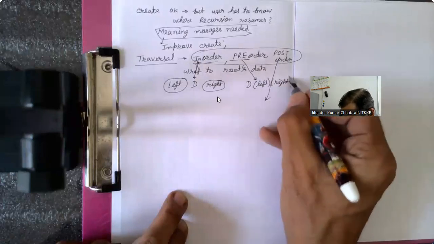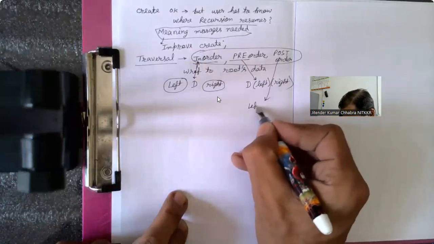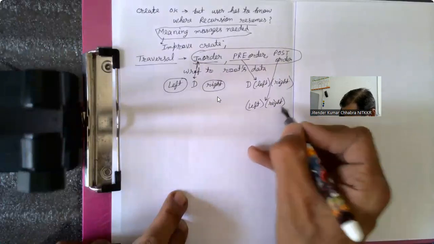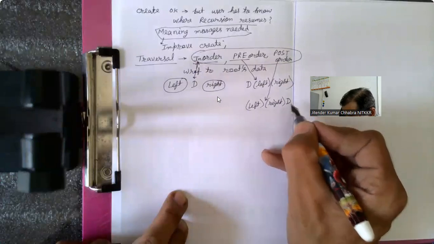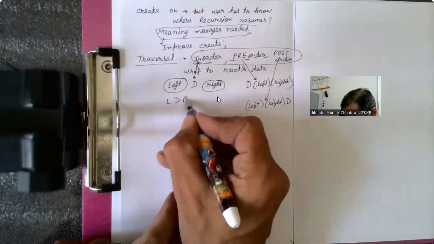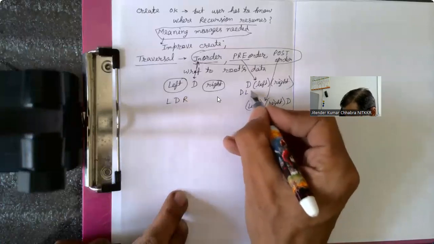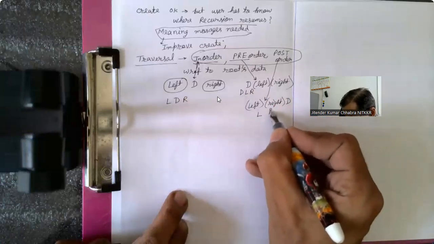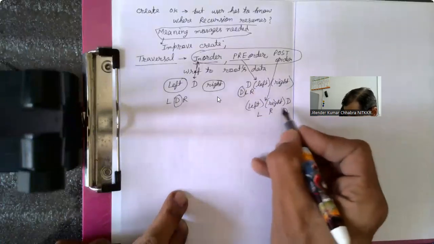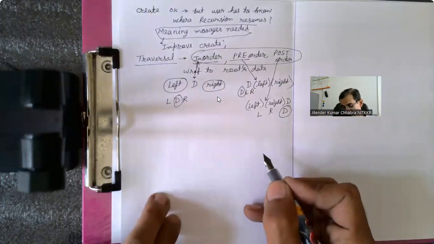Post order obviously means left first and right. Out of these, left will always be first, right will be after this, and post means data to be at the last. So it is called LDR, it is called DLR, and it is called LRD. Here data is in the middle for in order, data is first for pre-order, data is last for post order.